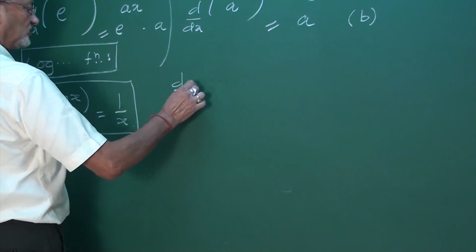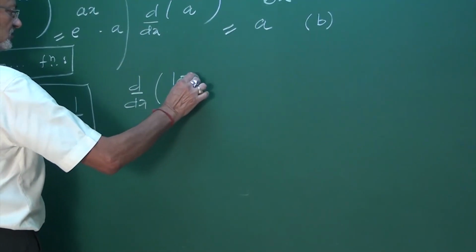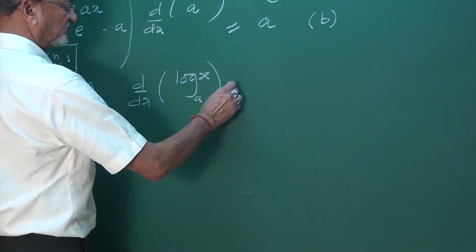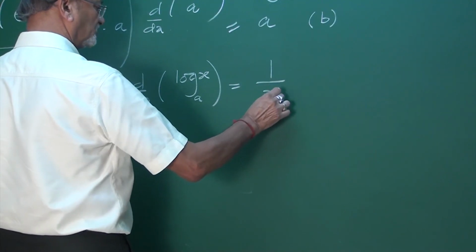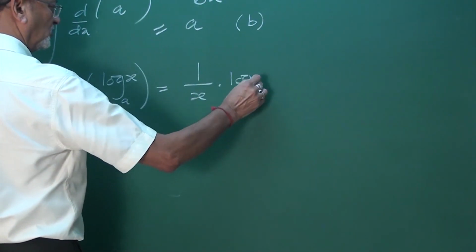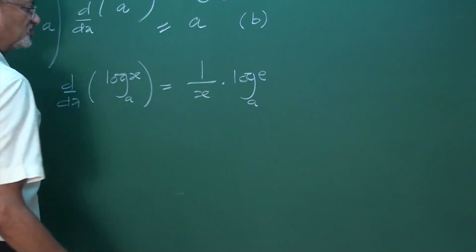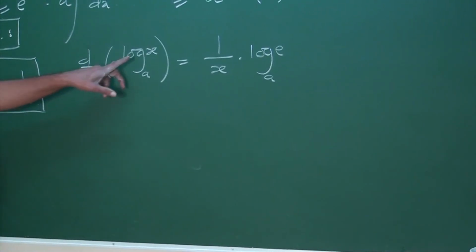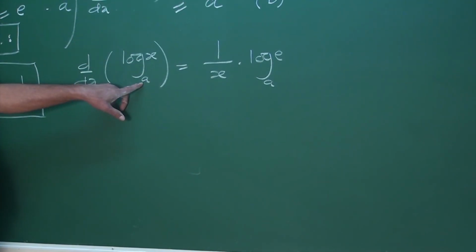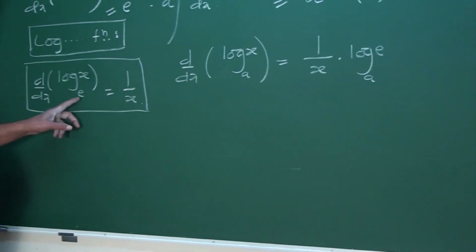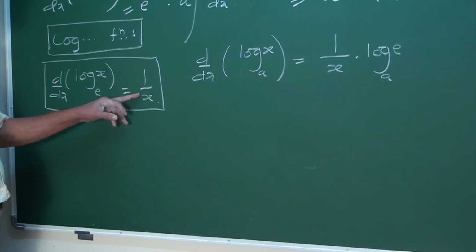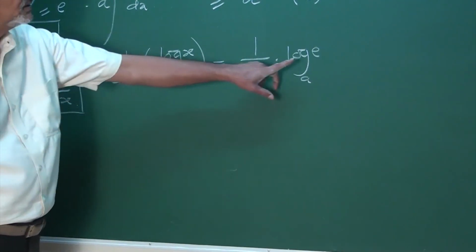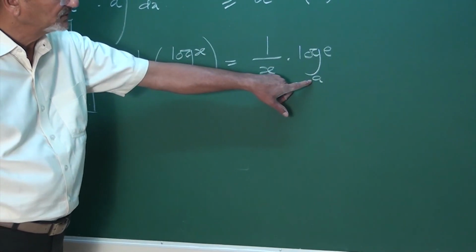d by dx of log x to any base a is the same: first 1 by x into log e to the base a. The change here is log e to the base a. For log x to a base other than e, if it is e, it is directly 1 by x. If it is other than e, first you have to write 1 by x into, this is fixed, log e to the base a.